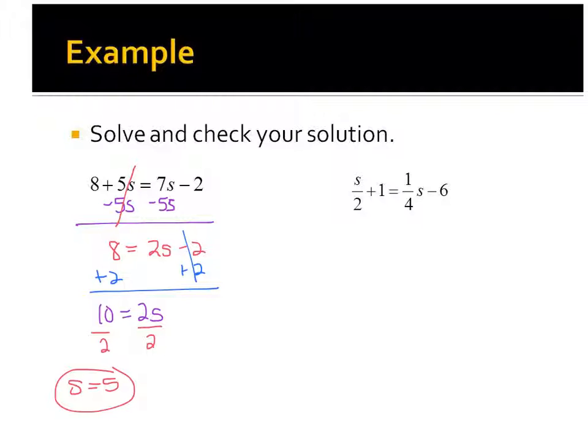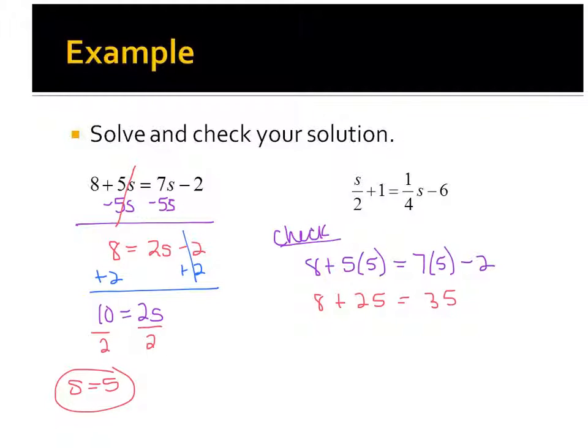To check this, you're going to plug 5 in for both s's. So you have 8 plus 5 times 5 equals 7 times 5 minus 2, which is going to be 8 plus 25 equals 35 minus 2, which is 33 equals 33. So then our answer is correct. I'm going to leave the second one. Why don't you tackle that one? We'll go over it in class to make sure how you did.